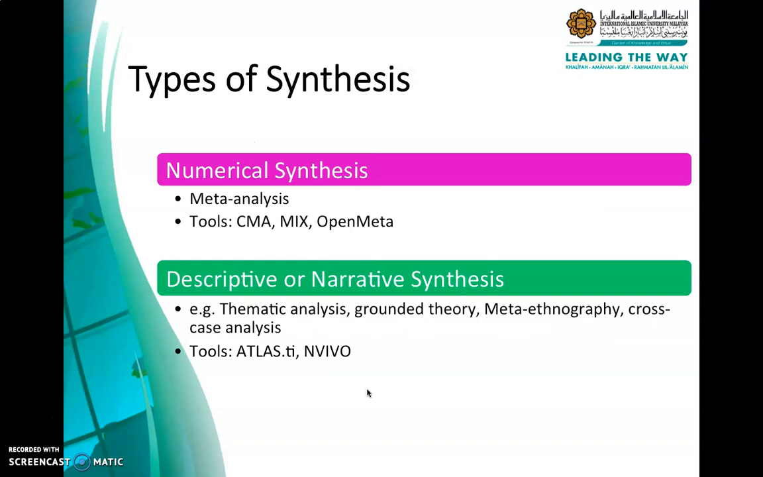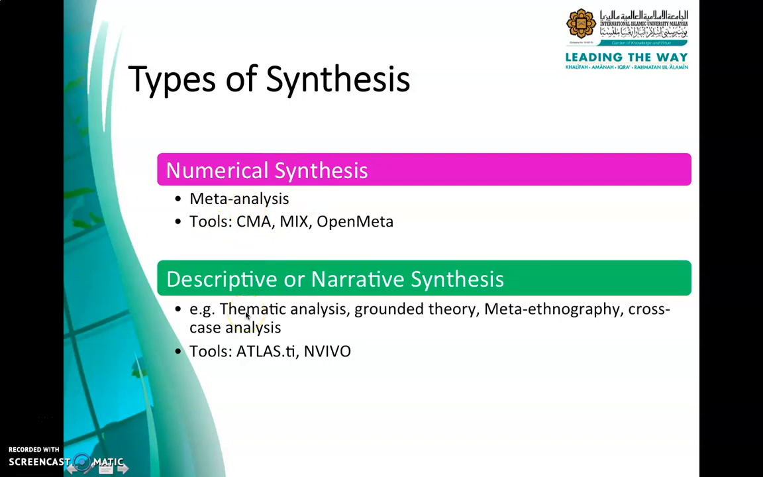Okay, talking about the types of synthesis. In a broad manner, there are two categories. The first one is numerical synthesis. The second one is descriptive or narrative synthesis. As the name implies, numerical involves numbers. The first technique is performing numerical synthesis. This is possible if the studies are quantitative in nature, so it is applicable only for quantitative studies, not qualitative studies, because we are talking about numbers. Here we are looking at the results: what are the means, variances, and standard deviations. And of course, there are many tools that we can use to conduct a meta-analysis.